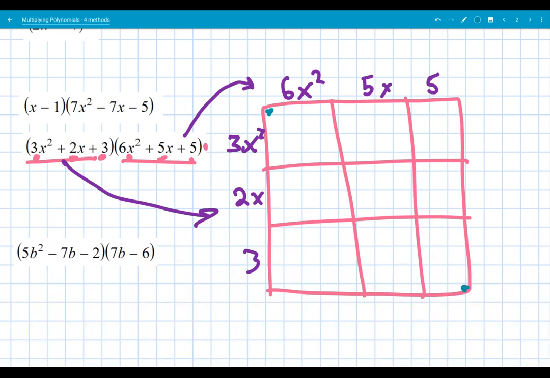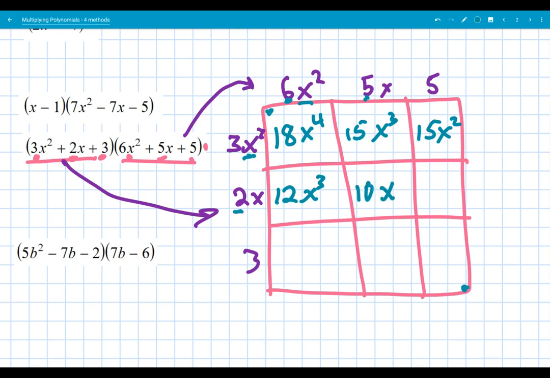3 times 6 is 18. X squared times x squared is actually x to the 4th power. I'm going to go right. 5 times 3 is 15. X squared times x is x cubed. Going right again. 5 times 3 is 15 again. X squared is only x squared. Okay. Going down one row, I'm going to do the row of 2x times 6. 12. X squared and x makes x cubed. 5 times 2 is 10. X and x, x squared. 5 and 2 is 10 with an x.